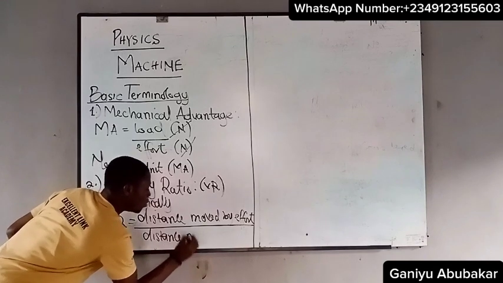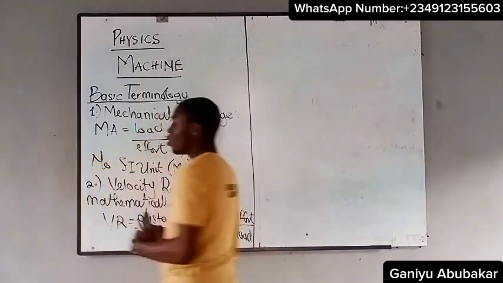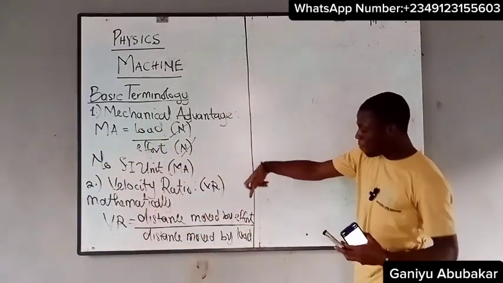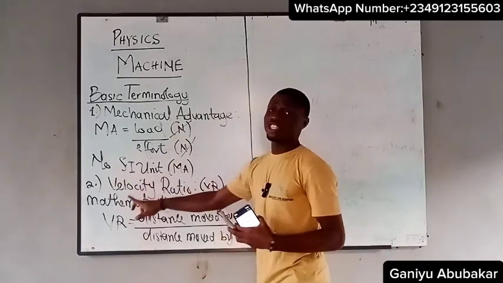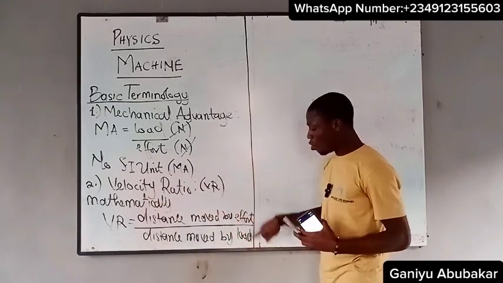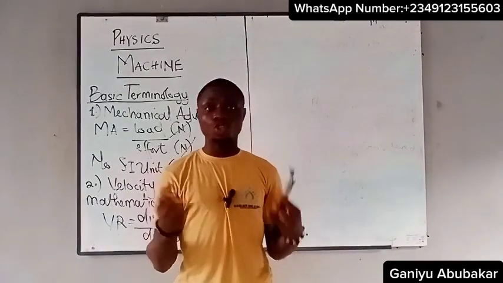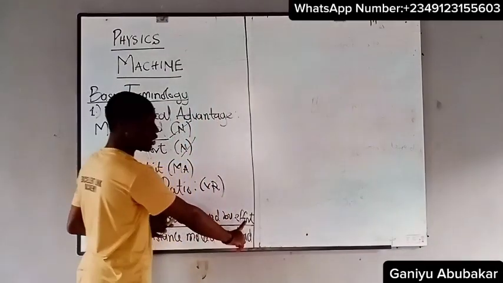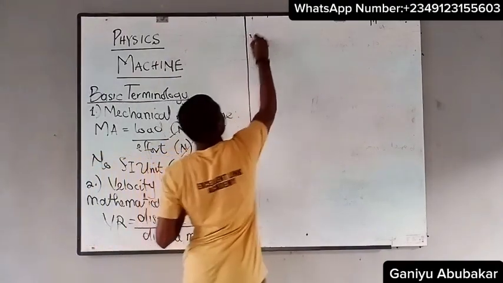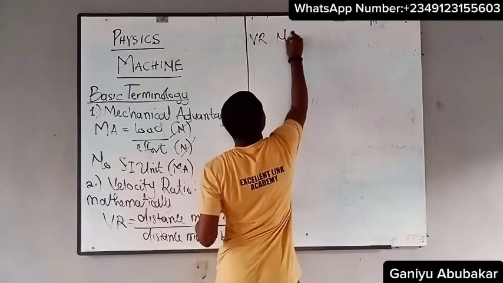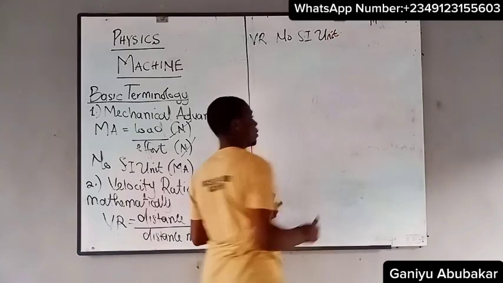It's more of saying effort over load. Normally, mechanical advantage is load over effort. But when it comes to velocity ratio, effort comes first before load. That is the concept. Similarly, it has no SI unit. Why? Effort is in Newton, load is in Newton, so they both cancel out. So note that velocity ratio VR has no SI unit. A very important concept you need to know.